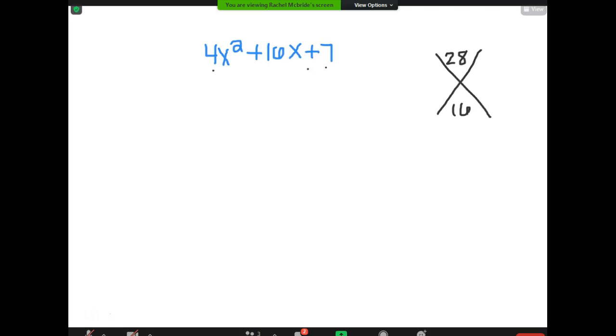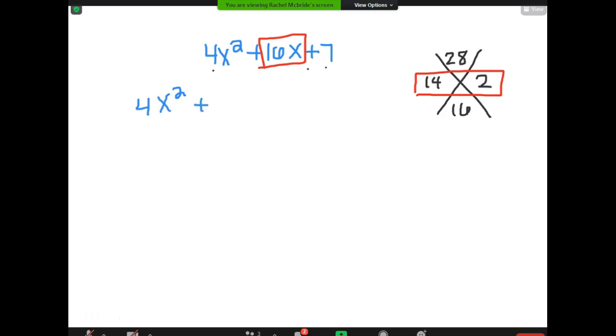Any guesses? Nick? Perfect. So we're going to use 14 and 2. So we're going to replace 16x with 14x and 2x. The order that you replace it doesn't matter. So if you were working ahead of me and you replaced it with 2x then 14x, it doesn't matter.